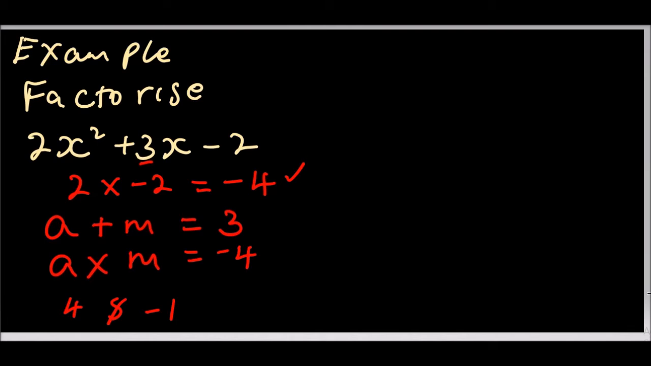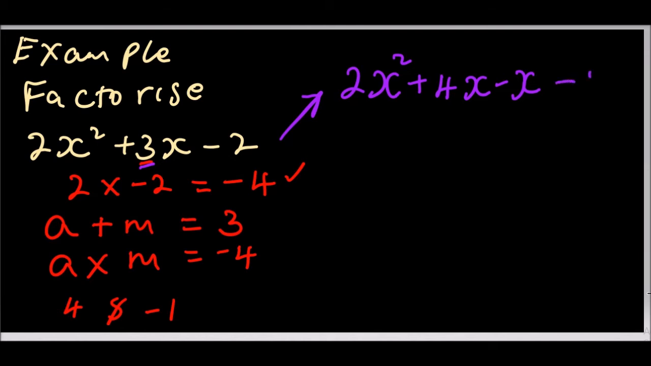So we now come and rewrite our expression. Our expression is 2x squared. Instead of 3, now we say it is 4x minus x. That is the same as 3x, which we have here. Then we had minus 2.